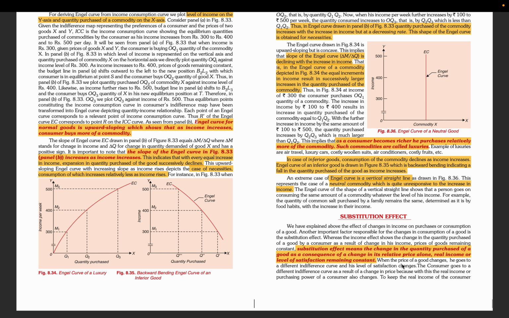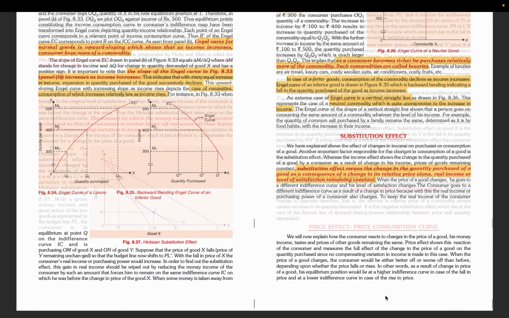Okay, so in the income effect, we keep the price, taste and preference, level of satisfaction, all of that constant, just increasing or decreasing the income. Whereas in the substitution effect, you keep the income constant as well, whereas you change the price. When the price of a good changes, he goes on to a different IC and his level of satisfaction changes. The consumer goes on to a different IC as a result of the change in price, because with this real income or purchasing power of a consumer also changes. We've already seen a bit of it in previous chapters.